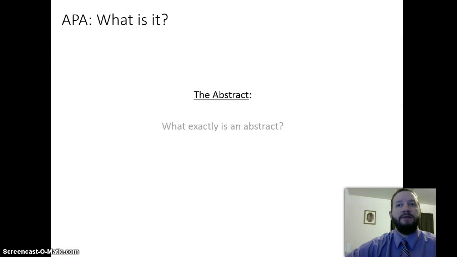So the abstract. What exactly is an abstract? Well, an abstract is just a summary of your paper. It's a paragraph in your essay, and you take your entire essay and you sum it up into this one paragraph.